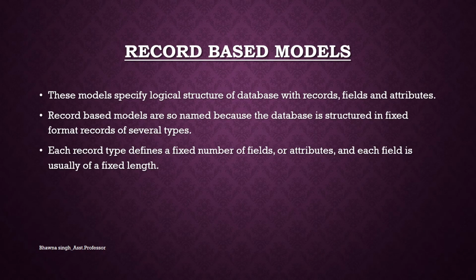Now let us first understand the first type of data model, that is the record based data model. These models specify the logical structure of the database with records, fields and attributes. We have named them record based because the database is structured in fixed format records of several types.